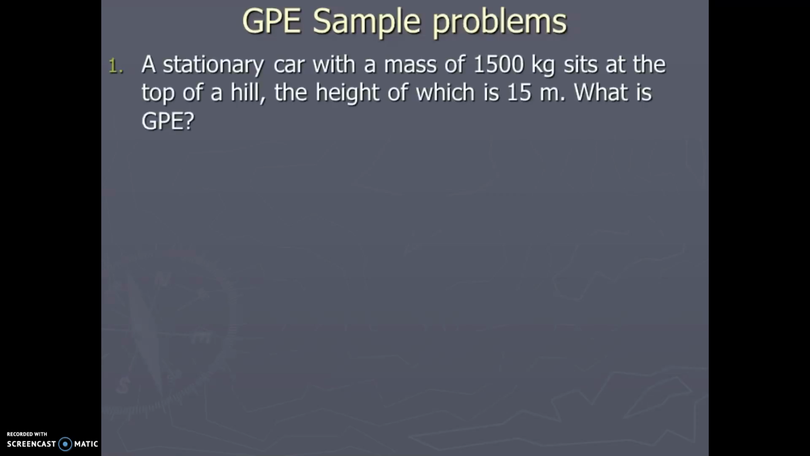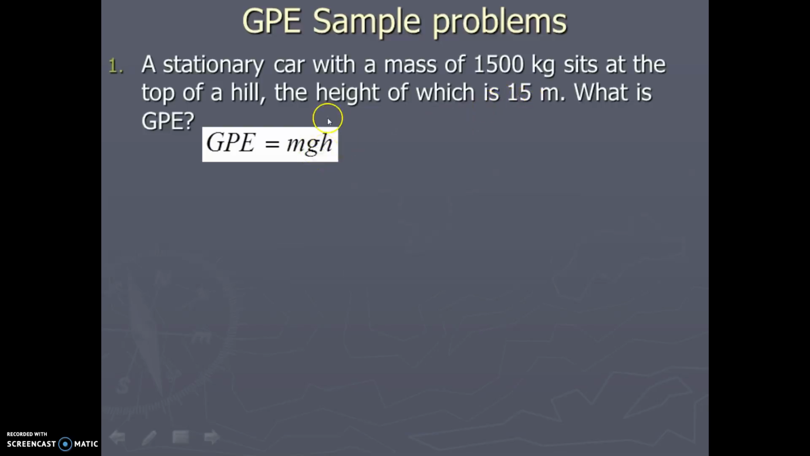Sample problem 1. A stationary car with a mass of 1,500 kilograms sits at the top of a hill, the height of which is 15 meters. What is the gravitational potential energy? So, we just do GPE equals mgh. We want to plug in 1,500 for the mass. Remember, g will be 9.8 on the surface of the Earth.